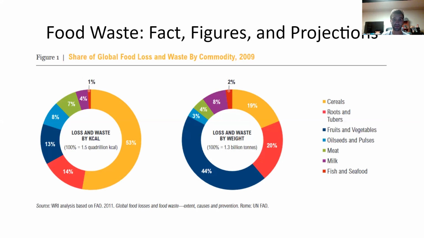And then here are some more figures and projections just based on food waste. As you can see, the loss in waste by weight is mostly fruits and vegetables, because those typically expire a lot faster in grocery stores, whereas by the kilocalorie, it is mostly cereals, because carbs are where a lot of the calories are stored. So, bread.